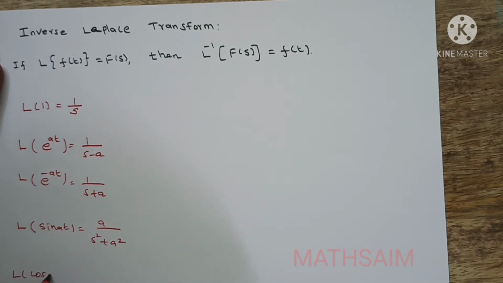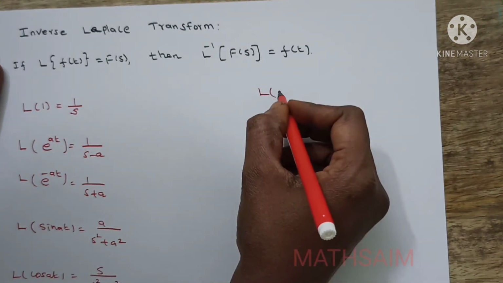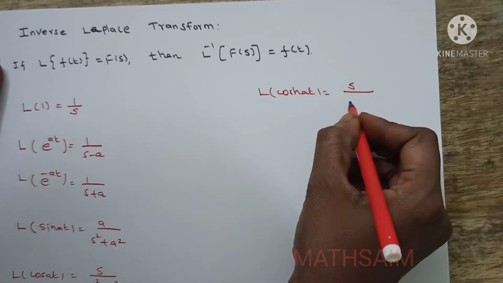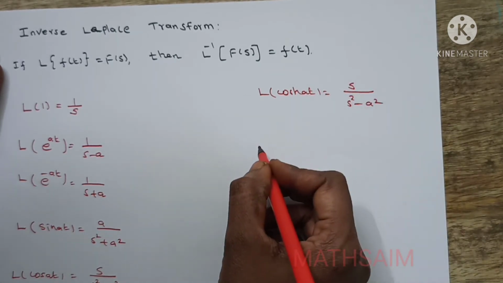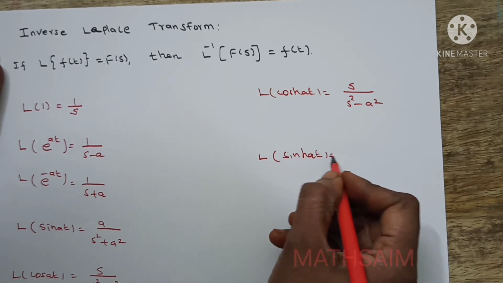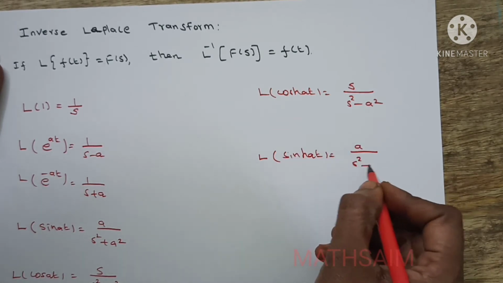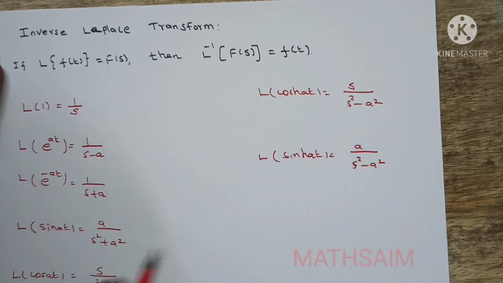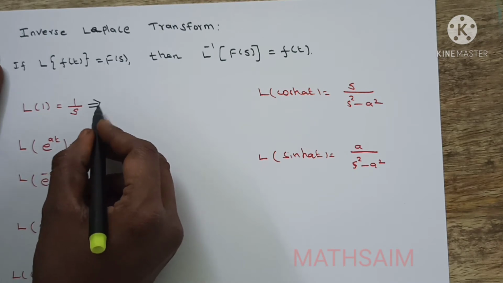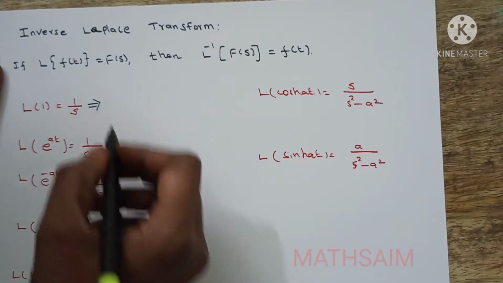Laplace transformation of cos at is equal to s by s square plus a square. And Laplace transformation of cos h at is equal to s divided by s square minus a square. And also Laplace transformation of sin h at is equal to a by s square minus a square. We learned this already. From this one, how we are going to get L inverse of those functions? So let's see that now.